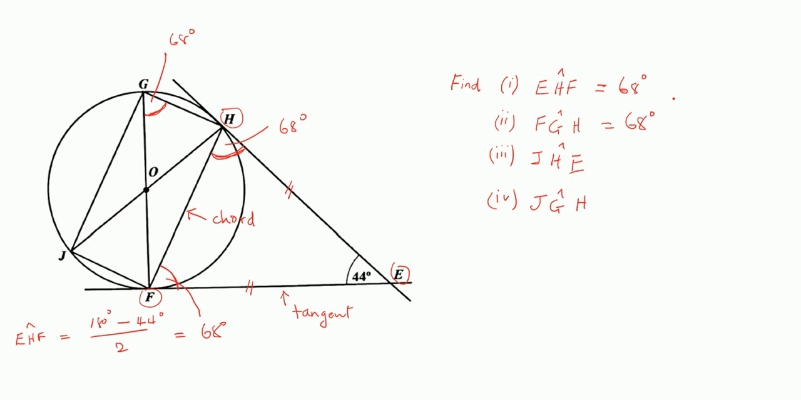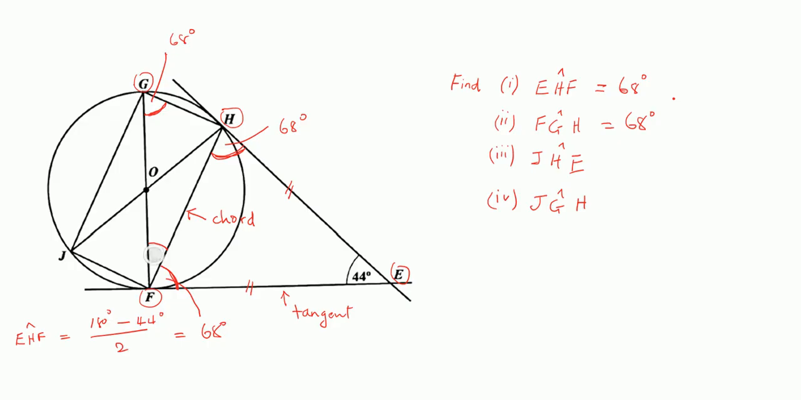Alright, so GF passes through the center of the circle, which means that GF is a diameter of the circle, right? And hold on one second. Right, so if this angle here is 68 degrees, this small angle here has to be 90 minus 68, right? So let me see if I could do all of this on the diagram for you.